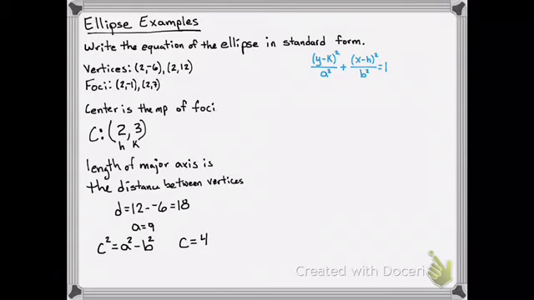I can simply plug into my formula, C squared. 4 squared is going to equal A squared, which is 9 squared, minus B squared, which is what I'm trying to figure out. From there, you can square them. 4 squared is 16, 9 squared is 81. You can subtract them and take a square root and figure out B. I trust that you can do that math. B is going to end up equaling the square root of 65.